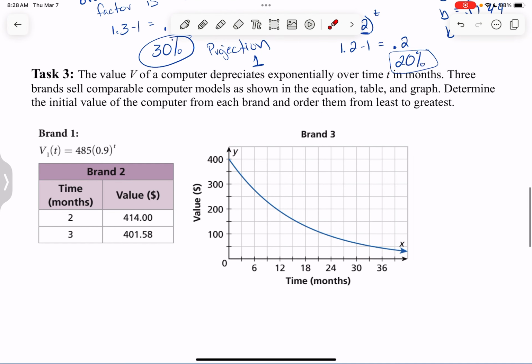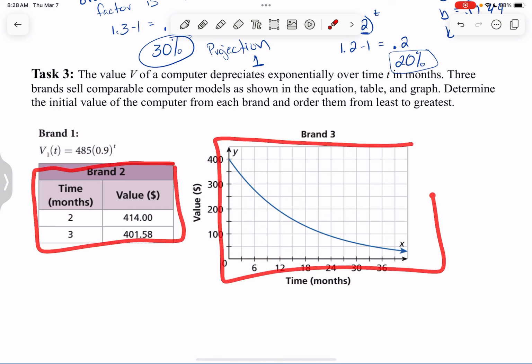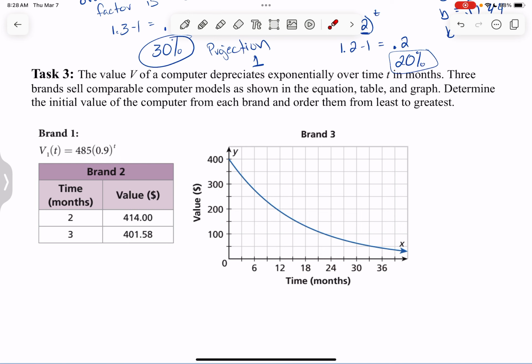Hey, task 3. All right, here we have the value of a computer. It depreciates, loses value exponentially over time, t in months. Three brands sell comparable computer models as shown. We have an equation for the first one, 485 times 0.9 to the t. We have a table for the next one, and then we have a graph for the last one. We want to determine the initial value of the computer from each brand and order them from least to greatest.